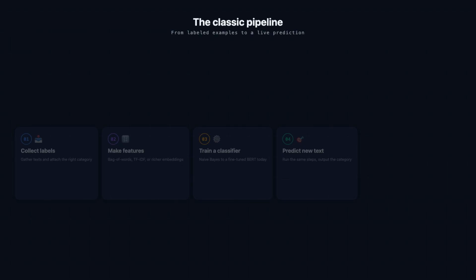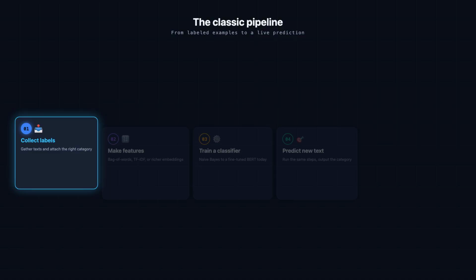So how do you actually build one? The classic pipeline runs in 4 clean stages. Watch it in the end. Start by collecting labeled examples. You gather a pile of texts, emails, reviews, tickets, and attach the correct category to each one. This labeled data is the fuel for everything that follows, and its quality quietly sets the ceiling on how good your classifier can ever get.